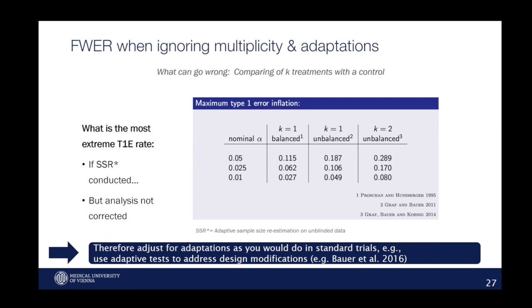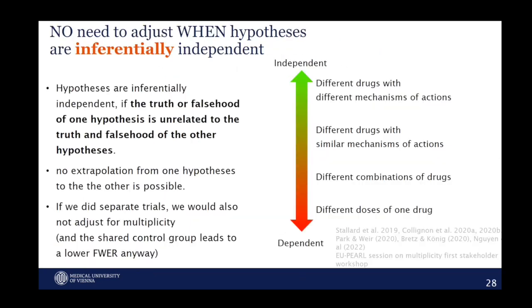So there's no difference to any standard design. What I'm trying to say here is a master protocol can be an excuse not to adjust for adaptations. You would have to do so like in any standard trial design. However, let's stick to the question of whether we should adjust for having several treatment arms.